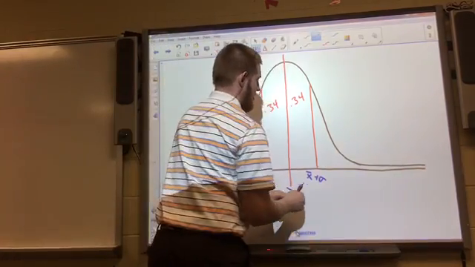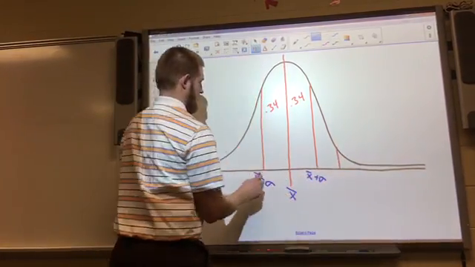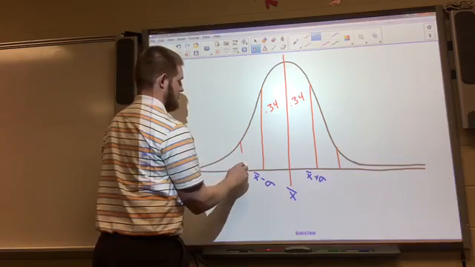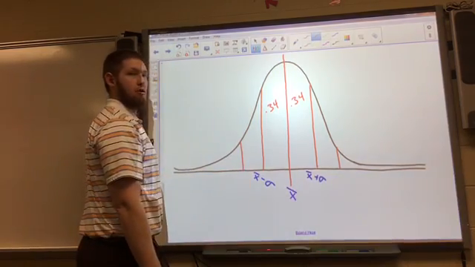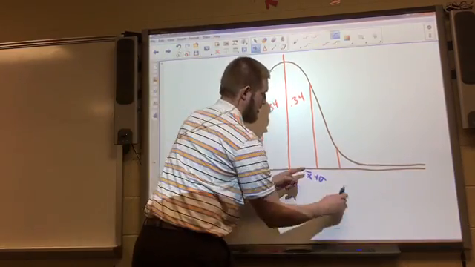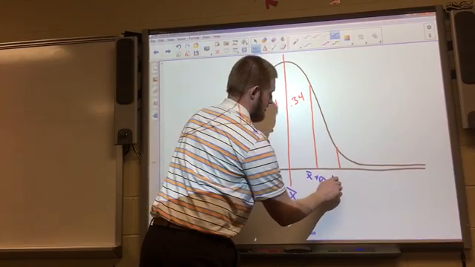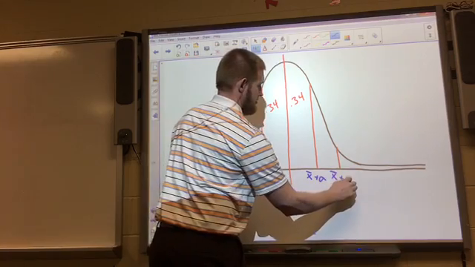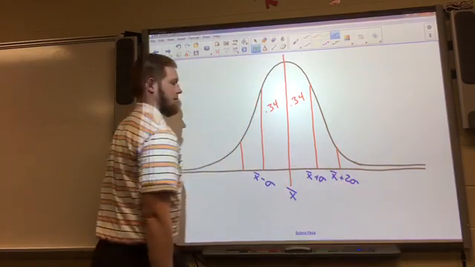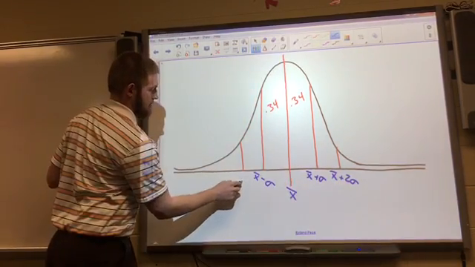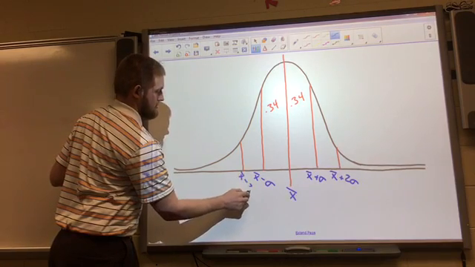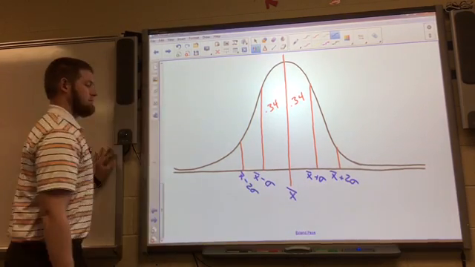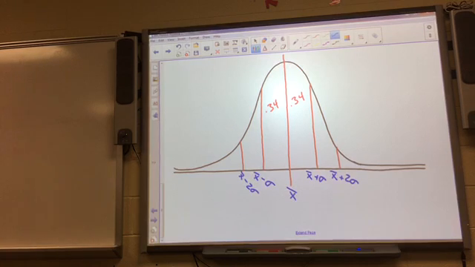For our next one, how many standard deviations away from the mean am I now? 2. So on the bottom here, this is going to be your mean, or x bar, plus 2 sigma. And then over here, it would be x bar minus 2 sigma, or 2 standard deviations.